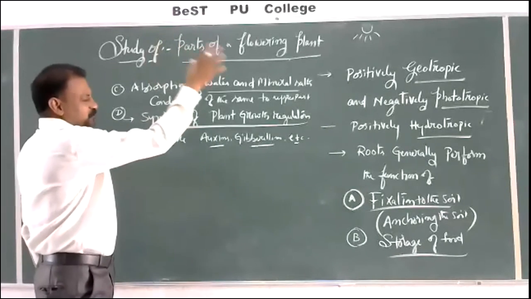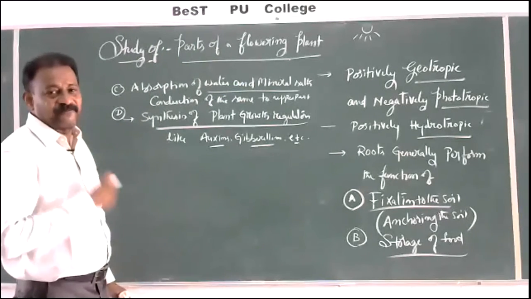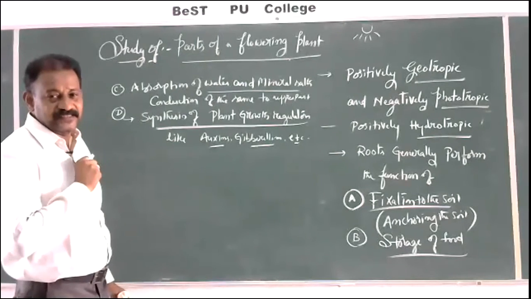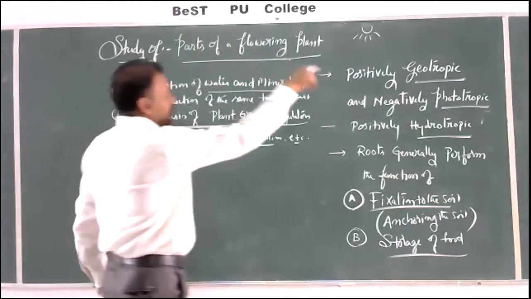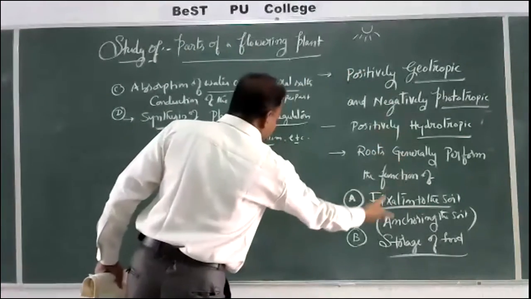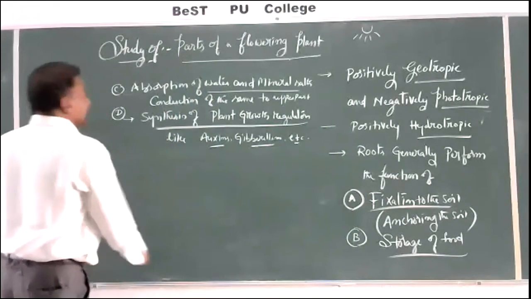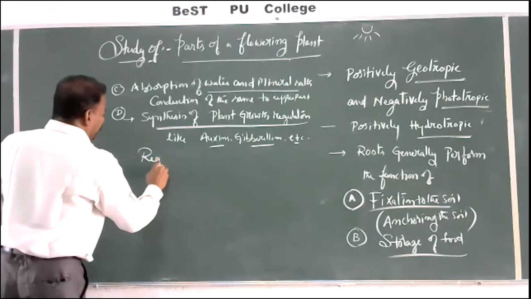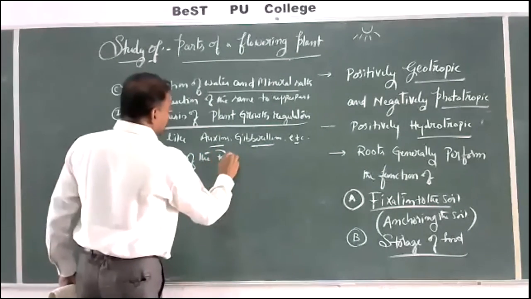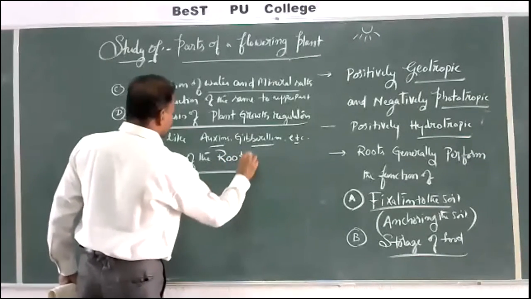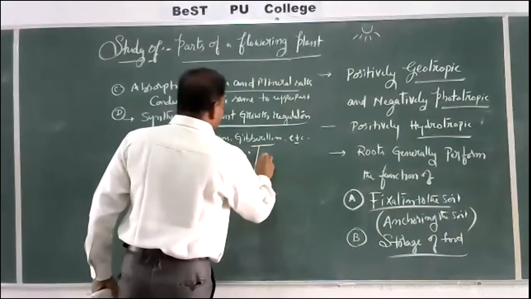What is root? Root is underground, descending part, non-green, does not form flowers or leaves, does not form any buds or any nodes and internodes. It is positively geotropic, negatively phototropic, positively hydrotropic, and performs functions of fixation, storage, absorption and synthesis of plant growth regulators. Then the regions present in a root. Regions are the zones present in a root.